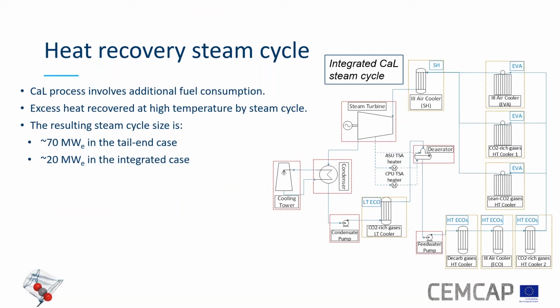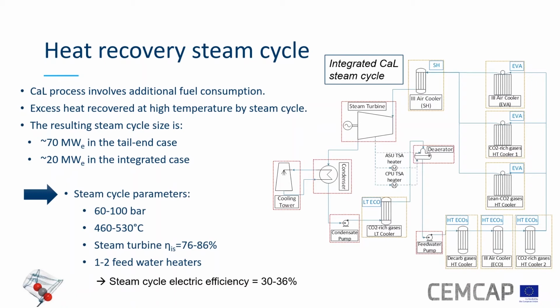So, as mentioned before, in all calcium looping systems you need a heat recovery steam cycle if you want to achieve sufficiently competitive energy efficiency for the system. In the two processes, you end up with a steam cycle of different size: of the order of 17 megawatt in the tail end case, where you have high fuel consumption because of the double calcination issue mentioned before. In the integrated case, you don't have the double calcination issue anymore, so the fuel consumption is lower and the electricity produced by the heat recovery steam cycle will be lower, around 20 megawatt electric.